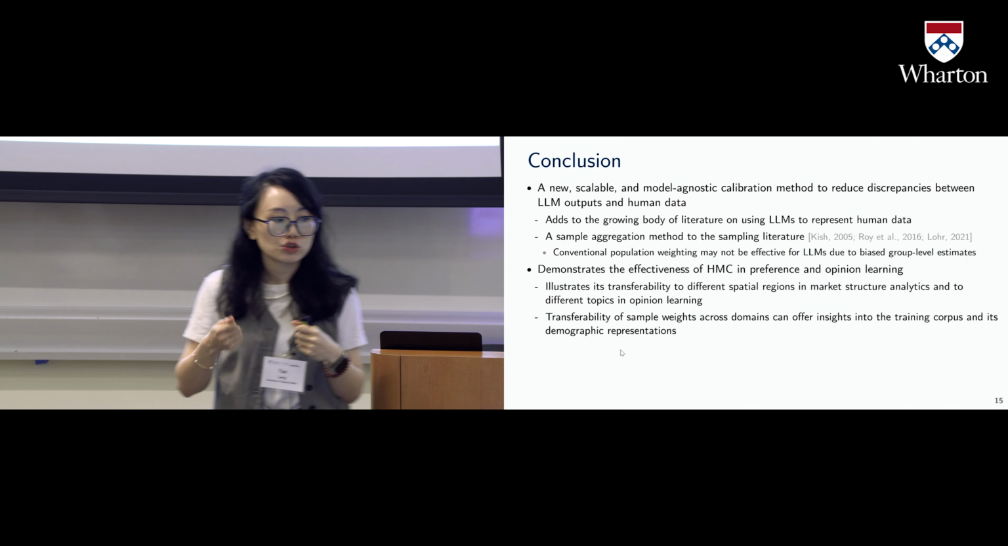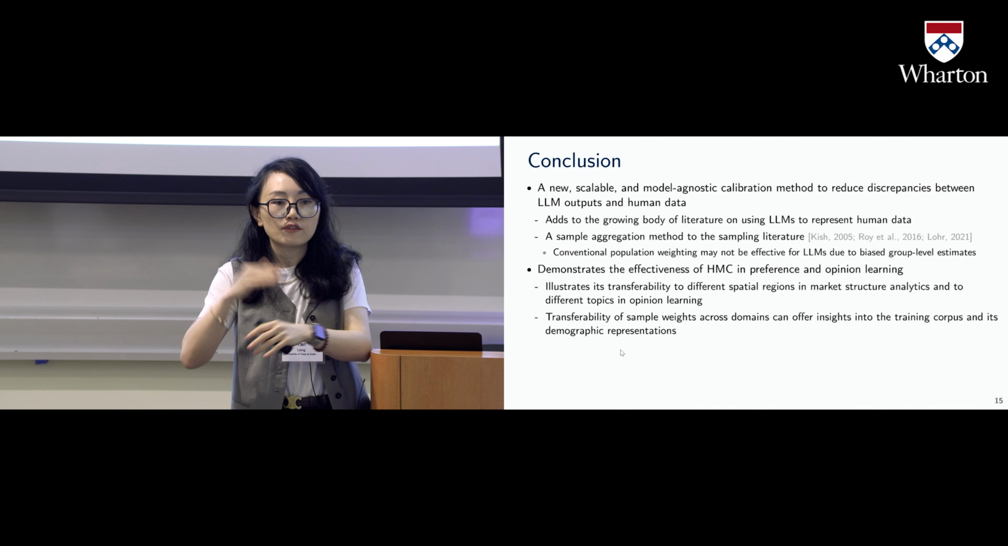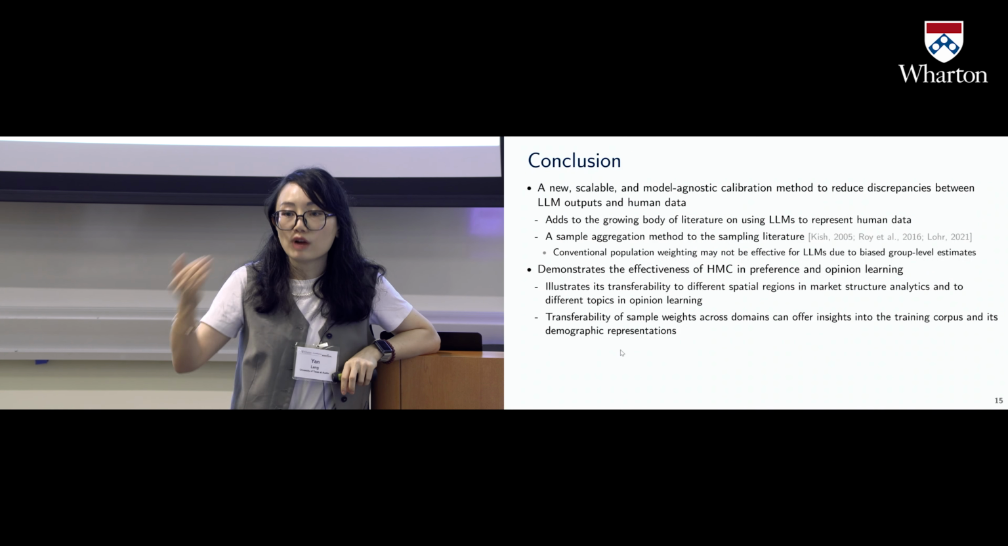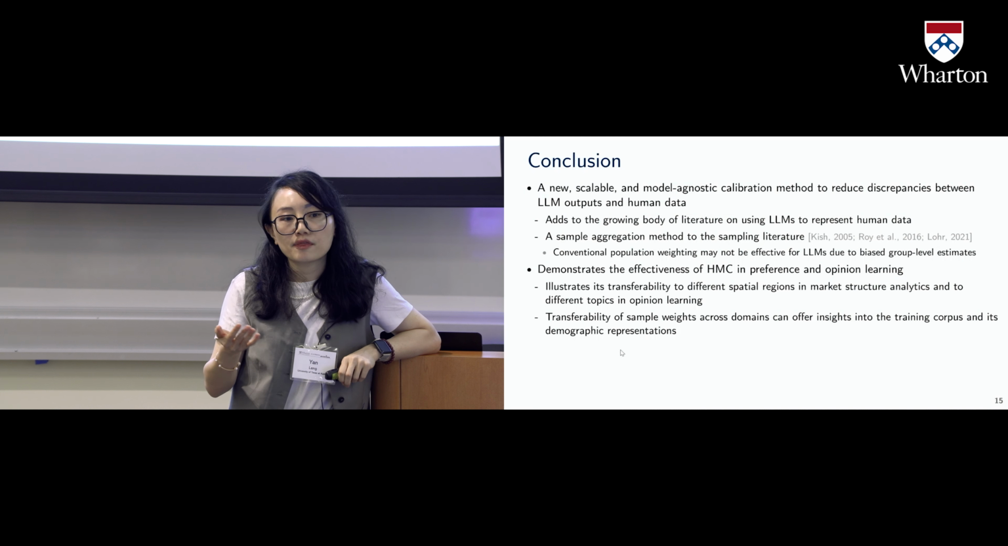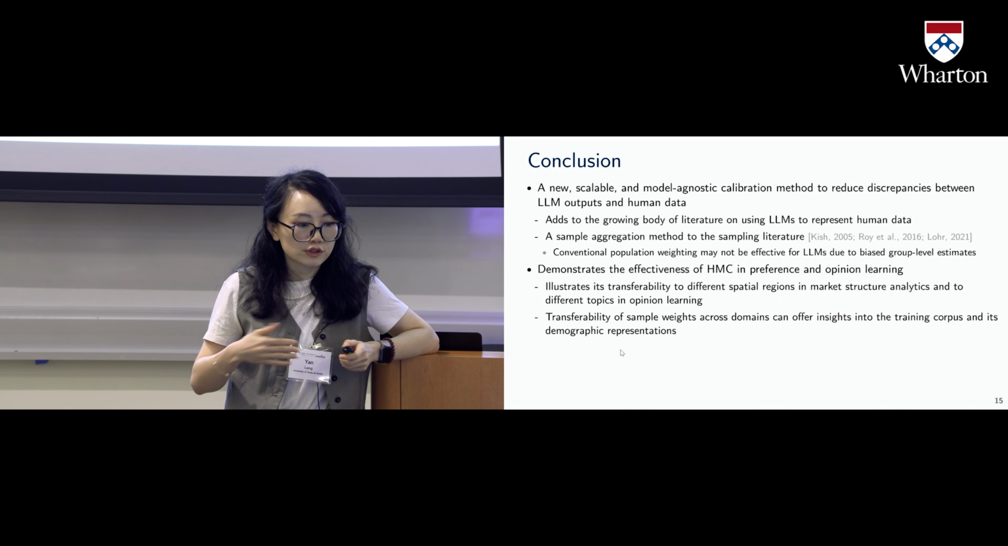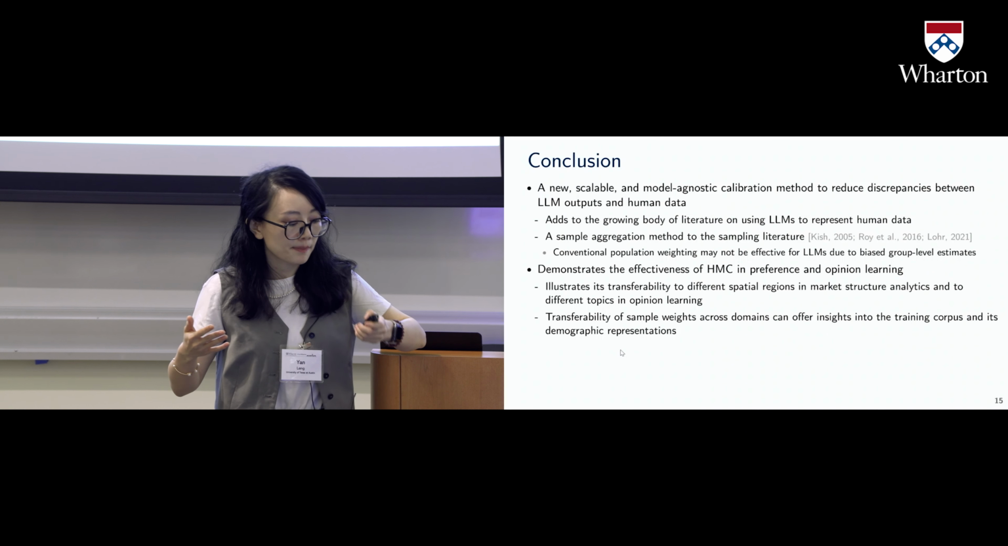output. This adds to the growing body of literature on using LLMs to represent human data to learn human preferences. And this also provides a new sample aggregation method to the sample design literature. We show that conventional population weighting may not be effective for LLMs, mostly because they can provide biased group level estimates. We demonstrate the effectiveness of our method in 2 applications, preference and opinion learning, and we also show some transferability results for cross-spatial region and cross-topics.